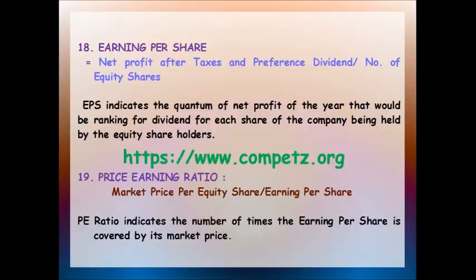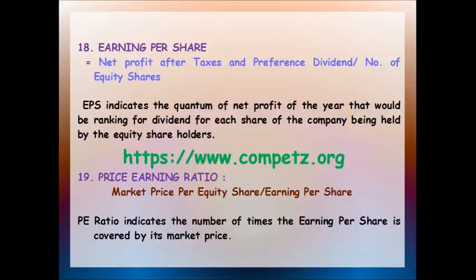Next comes your PE ratio, price earning ratio. For price earning ratio, the formula is market price per equity share, MPS, divided by earning per share. Earning per share we can calculate with the formula net profit after tax and preference dividend divided by number of equity shares. By applying the formula, we will get EPS. The amount of EPS we will put in the denominator to get PE ratio. So market price per equity share divided by EPS.